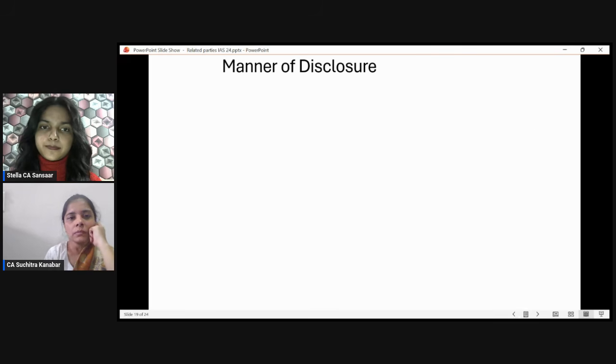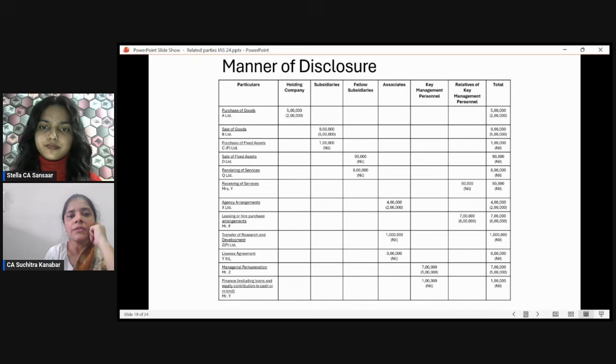Now, manner of disclosure. I have listed the nature of the transactions. I have given the related parties, the names of the related parties, and the amount of transactions entered into with them during the year. So here you see purchase of goods, sale of goods, purchase of fixed assets, sale of fixed assets, rendering of services, receiving of services, agency arrangements, leasing or hire purchase arrangements. In respect of these transactions, especially secured and unsecured, whether the transactions have happened or not, whether you have given any security for the same, that can be disclosed very nicely.